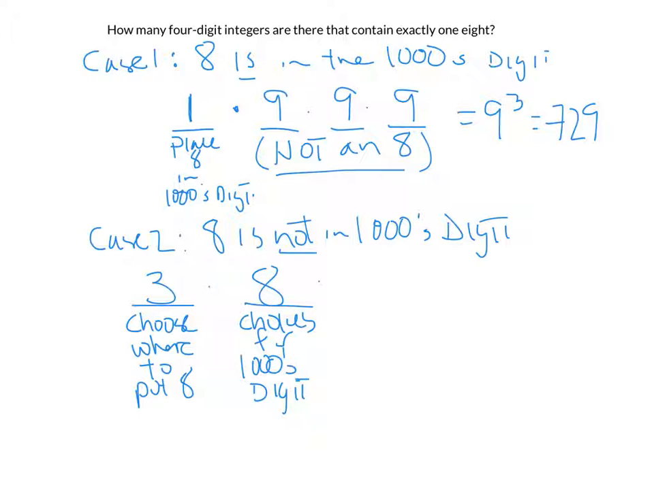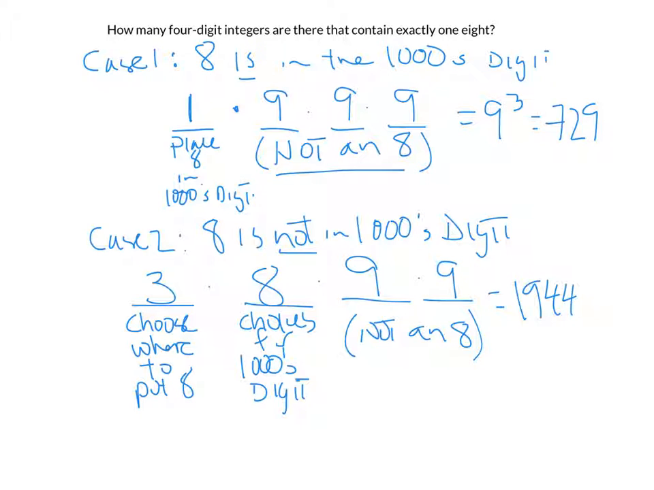And then we have 9 choices in each of the other remaining spots. So not an 8. We can have 1 through 7, 9, and 0. What this gives us is 1,944, and that gives us a total of 2,673 different 4-digit integers that contain exactly 1 8.